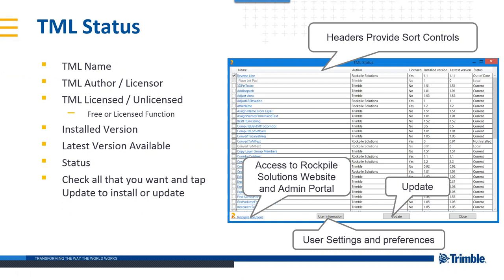So when you run TML status, now you get into the dialog of the TML status. And so the TML status command basically is a series of columns, and it shows you the name of the TMLs that are available. And this is all of the Trimble TMLs plus all of the Rockpile Solutions TMLs. And we're starting to see some from Revenant Solutions on the back burner beginning to become available. And so you can expect this list to get larger and larger. And our goal is that all TML vendors would be able to provide this into this database so you can go to one place to get all of the information you need.